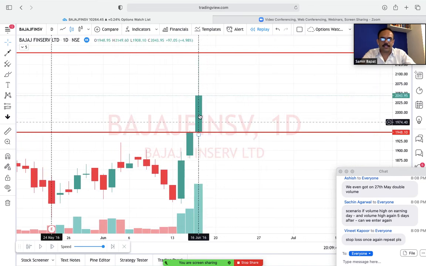Vinith, can you see this candle? Please type yes if you can see this candle. Vinith Kapoor, you asked, right? Stop loss once again, repeat please. I am repeating it for you.